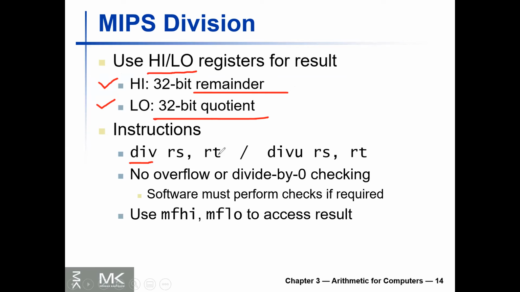which performs RS minus RT. Here is the dividend, here is the divisor. This is for the unsigned. And girls, in this instruction, actually, there is no overflow or divide by zero checking.